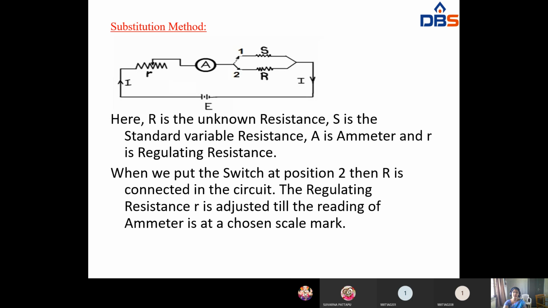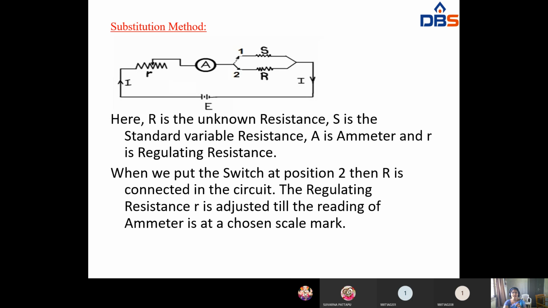Okay, so here you have to connect the R. Here R is nothing but the unknown resistance value. In parallel with R, here you have to connect the S. S is nothing but variable resistance, that means known resistance value. A is the ammeter and R is the regulating resistance, that is nothing but a rheostat.